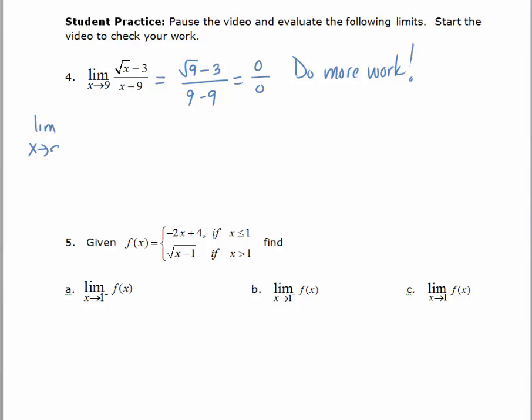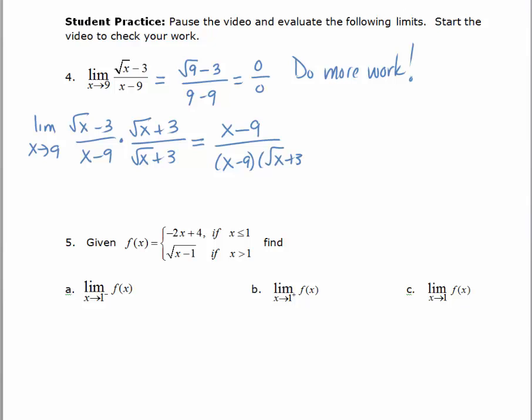We have the limit as x approaches 9 of the square root of x minus 3 over x minus 9, we're going to multiply by the conjugate of the radical expression, numerator and denominator. We'll use the sum and difference formula for multiplying binomials, which would be the first term squared minus the last term squared. The square root of x squared is x, minus 3 squared, which is 9, all over x minus 9 times the square root of x plus 3.